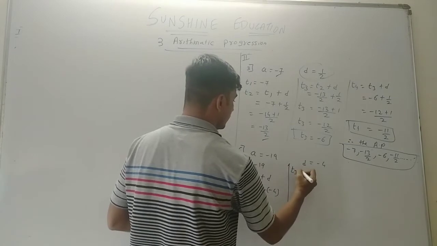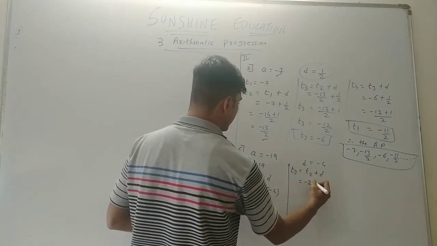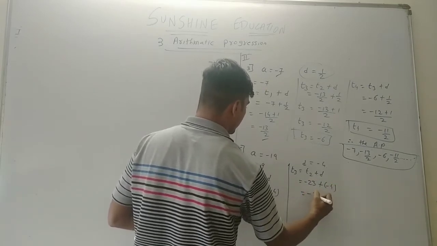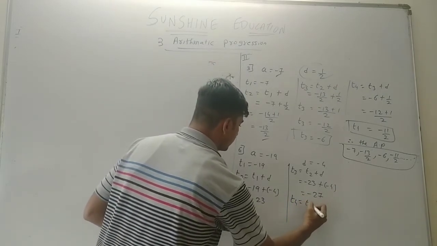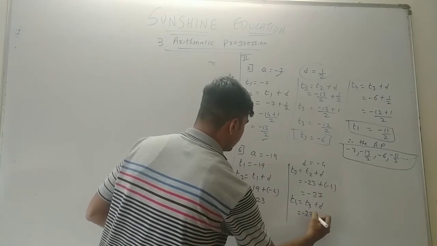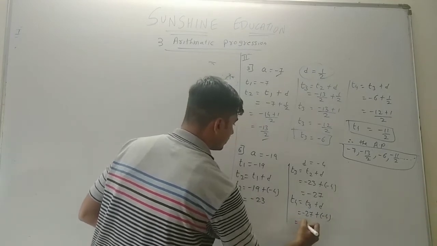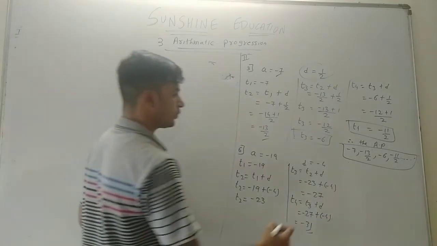Third term. So it is second term plus d. What is the second term? Minus 23 plus d is minus 4. So again I will add it, so it is minus 27. Now t4 is t3 plus d. That is minus 27 plus d is minus 4. So it is minus 31. Okay. So we have the arithmetic progression.